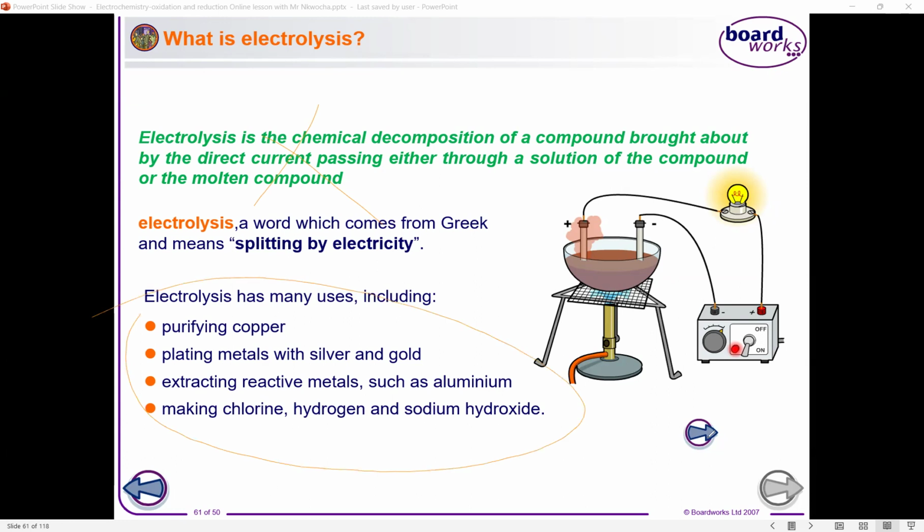This is why we do electrolysis: to purify copper, to protect metals, to extract metals, to make compounds like chlorine, sodium oxide, sodium hydroxide. These are the applications of electrolysis. So basically, this note is self-explanatory.